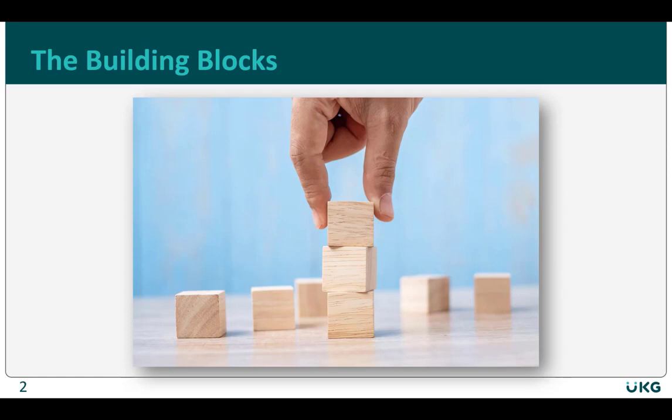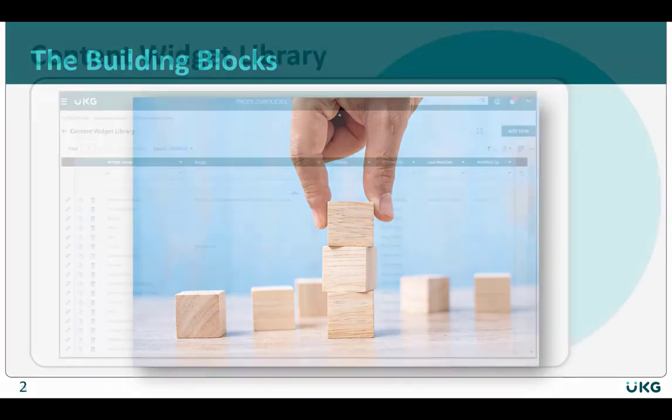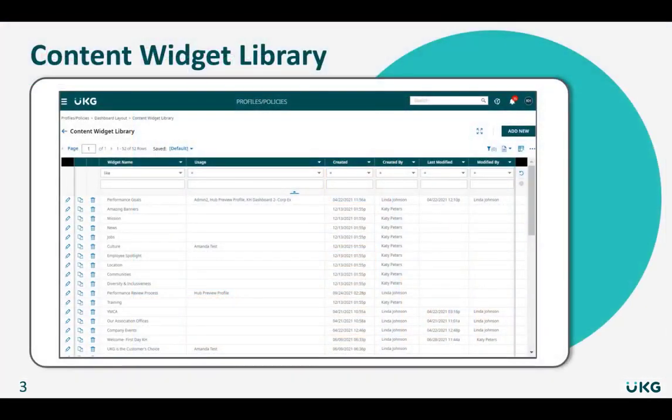Let's start with the Content Widget Library. Here we are in the Content Widget Library. You'll find this as a report view with all of the content widgets created in your system. It shows where those widgets are being used, when it was created and by who, as well as when they've been modified and by who. The library can also be used to find widgets that can be used across different dashboard tabs instead of recreating them each time you want to add it to a different dashboard.